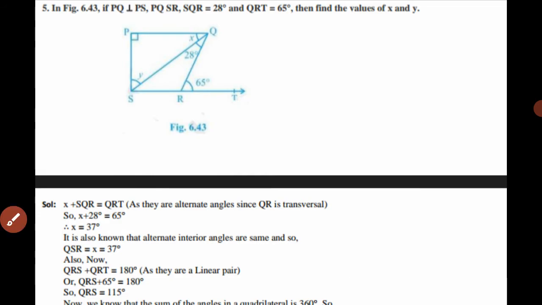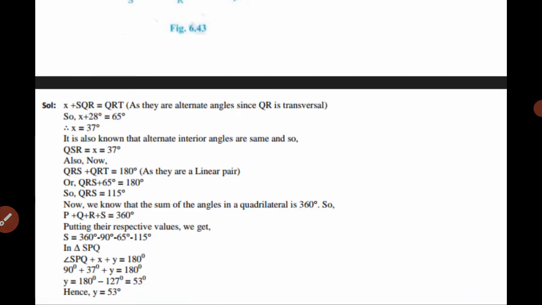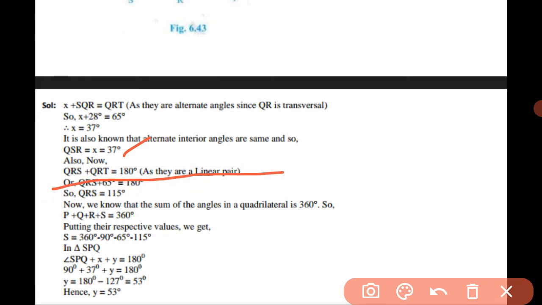Now from the figure we can say that X plus SQT equals QRT, as they are alternate angles since QR is a transversal. So here X plus 28 equals 65, so the value of X will be equal to 37 degrees. Similarly QSR equals X, that is 37 degrees. Now we can say that QRS plus QRT equals 180, so QRS plus 65 equals 180. So QRS equals 180 minus 65, that is 115.